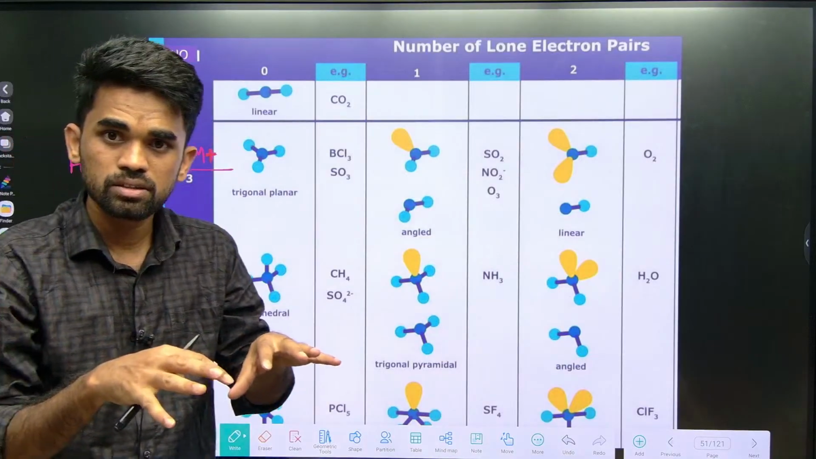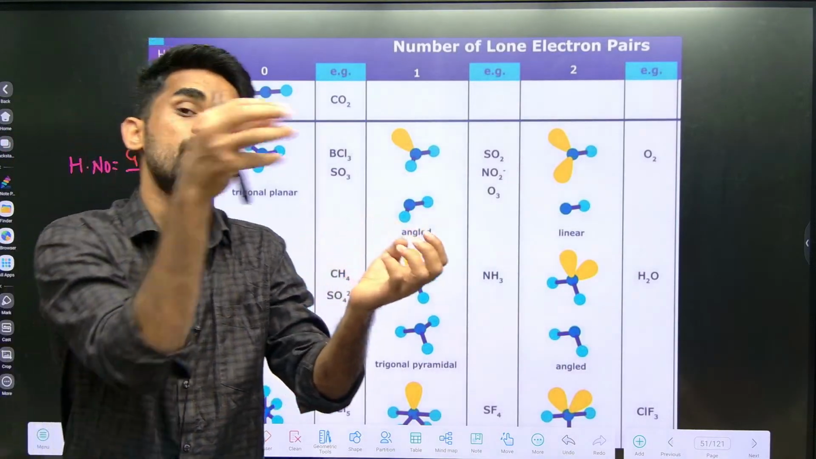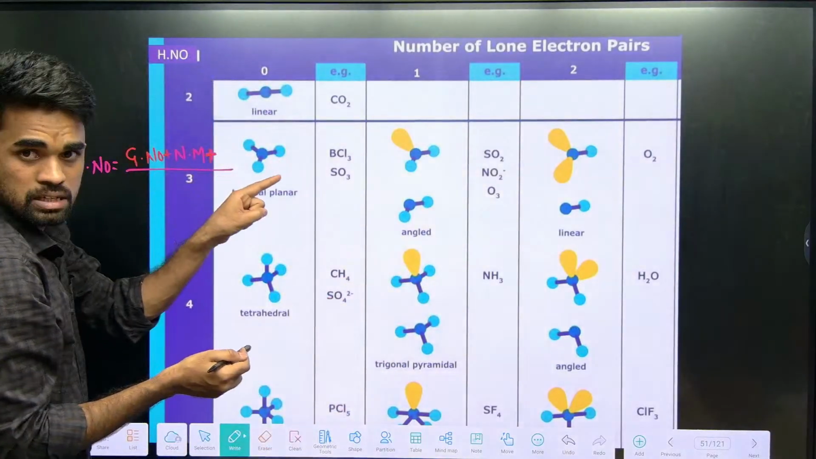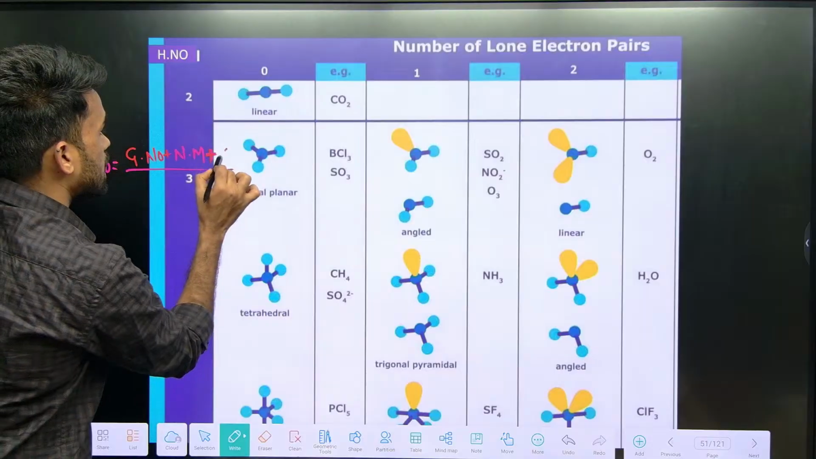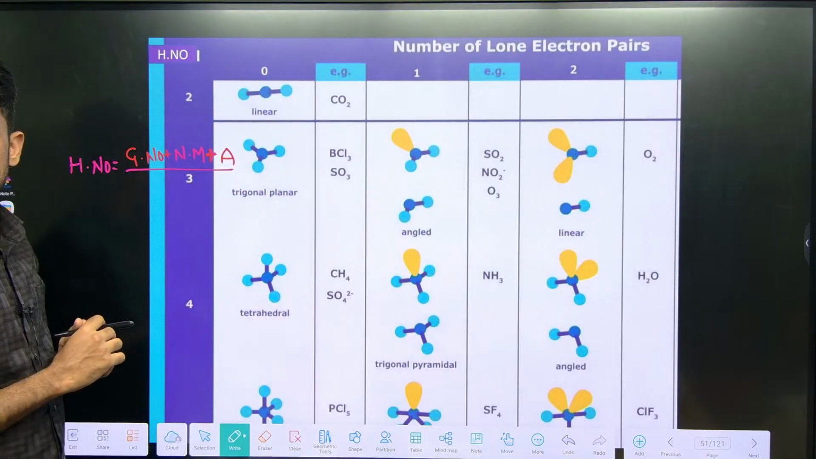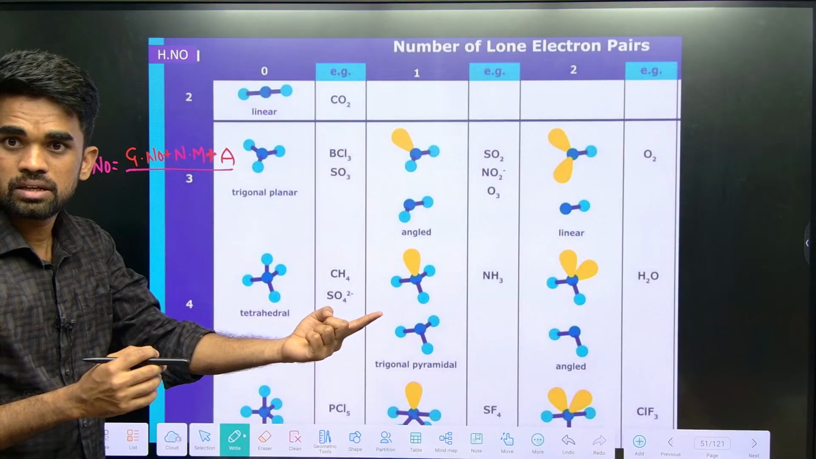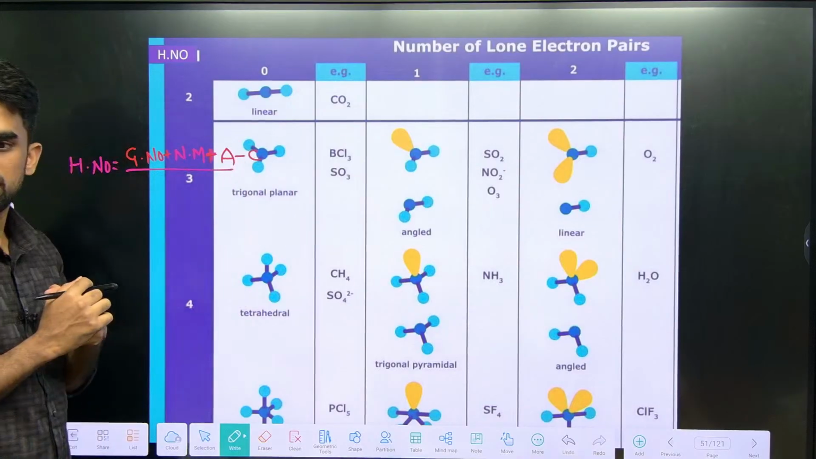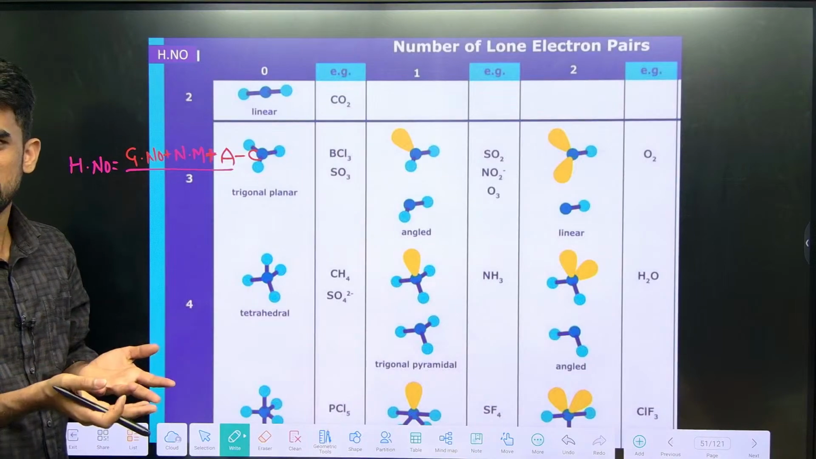Anion means you have added some electrons, so it has more electrons. So whatever the charge is, you write it here: plus A for a negative charge, minus C for a positive charge. C means cation, A means anion.